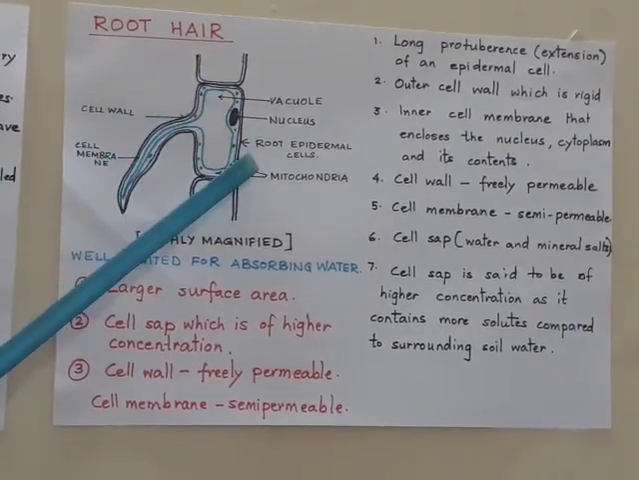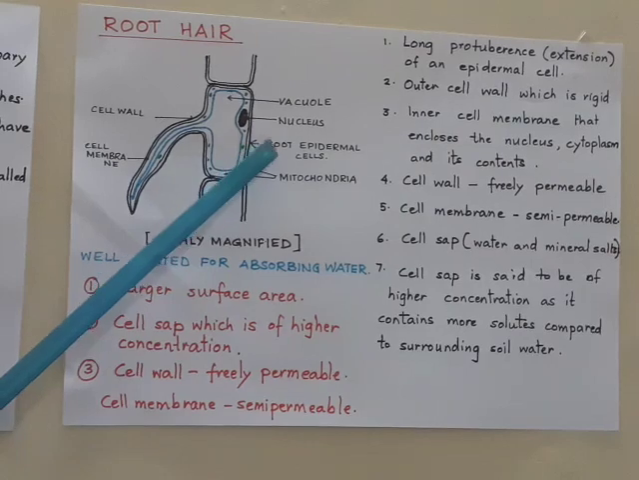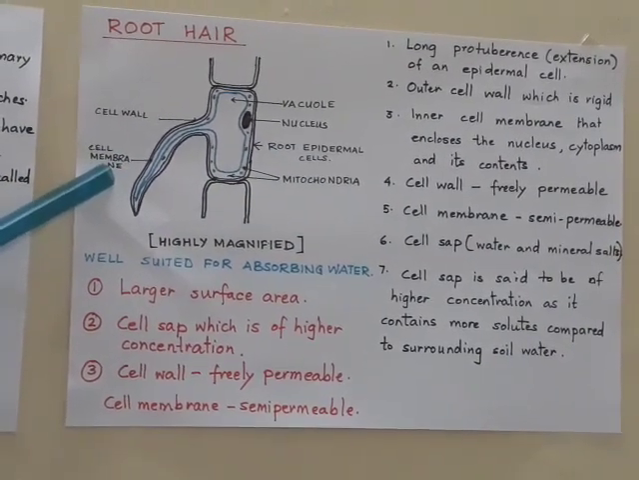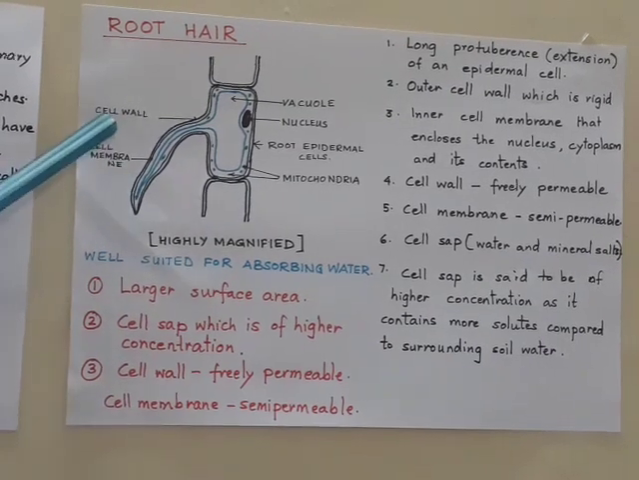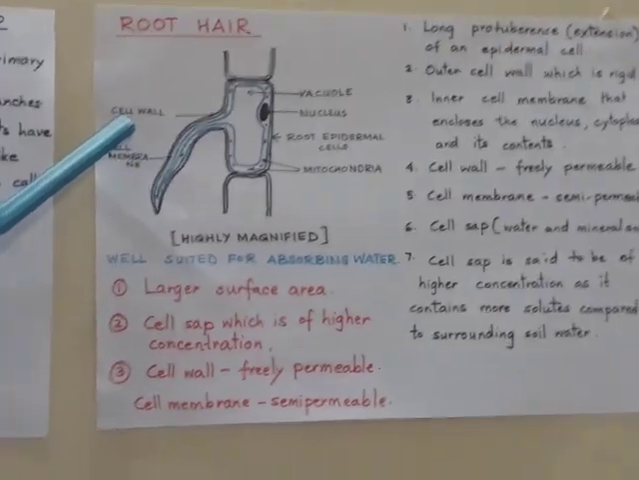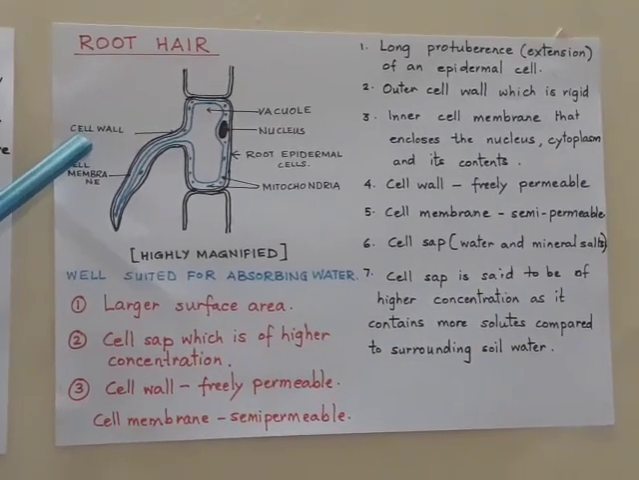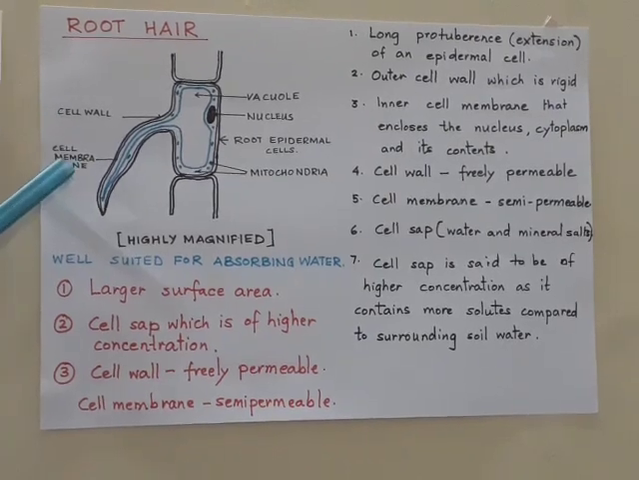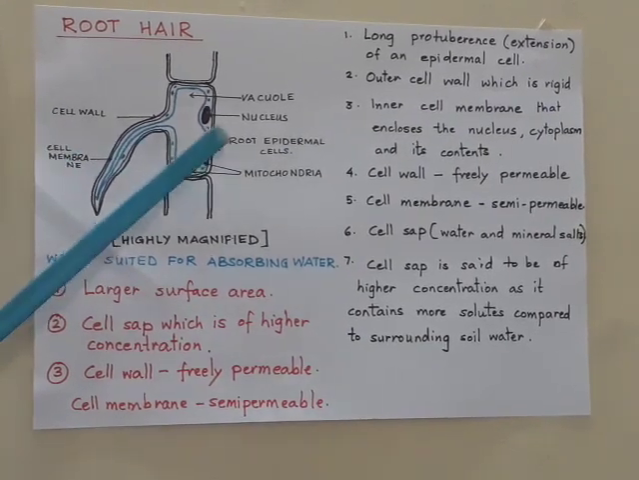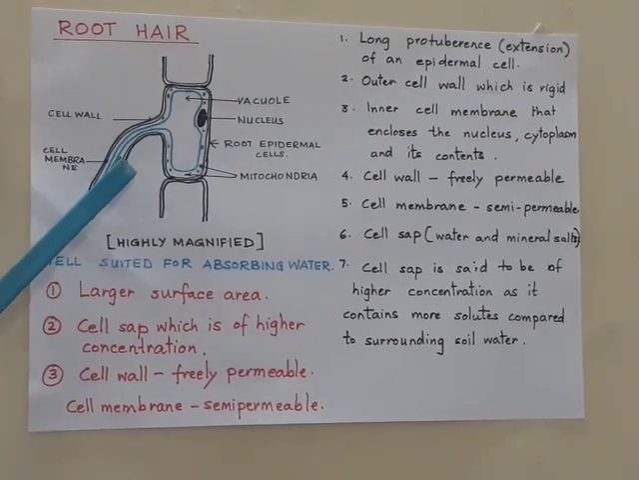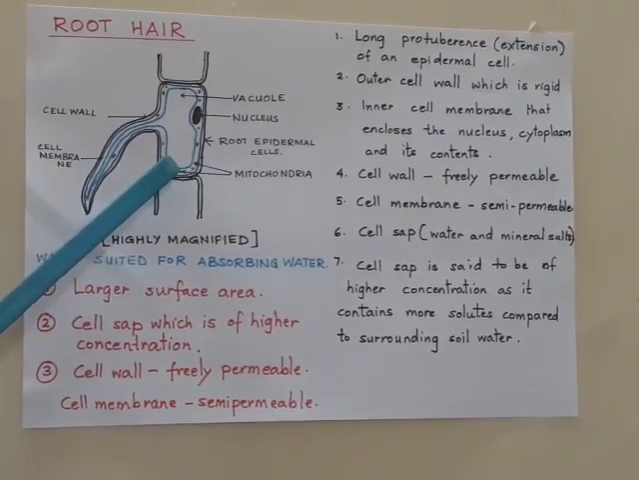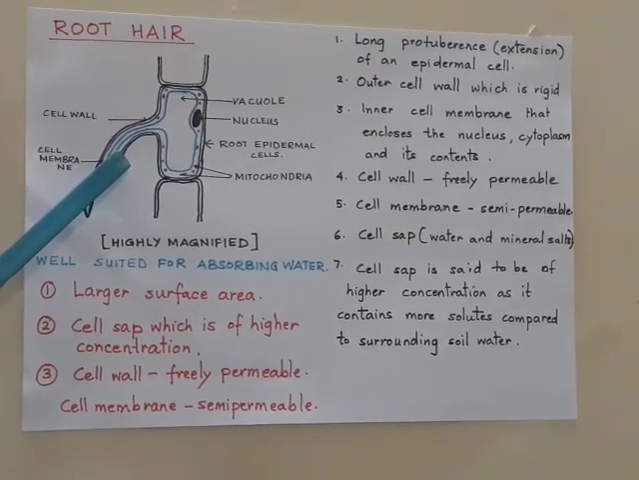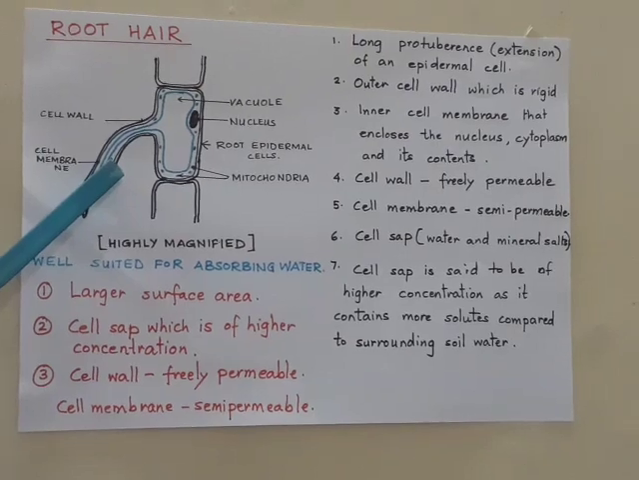Now this one epidermal cell has an outer cell wall and an inner cell membrane. The outer cell wall is rigid and it is freely permeable, whereas the cell membrane, which encloses the nucleus and the cytoplasm and its contents, is semi-permeable. We have already done what is permeable or freely permeable and semi-permeable.